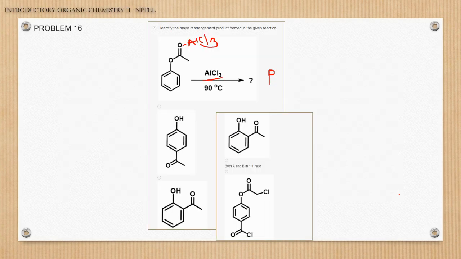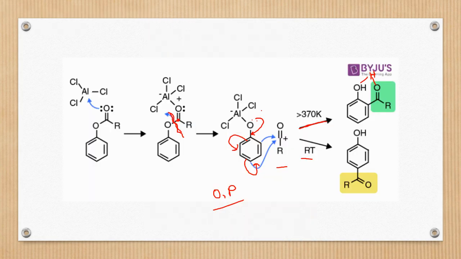So now coming back to the question, now they are asking you at 90 degrees. So what do you think will be predominant, ortho or para product? Ortho product. So you will get an ortho product, that is this particular option, as the major product. So is it clear, all of you? The mechanism of this reaction, everything?